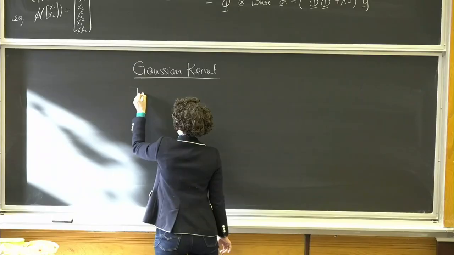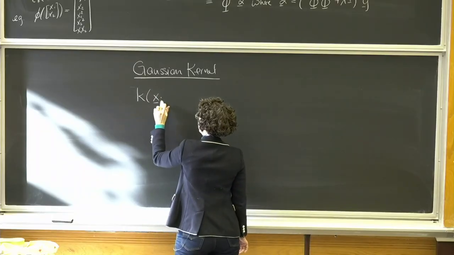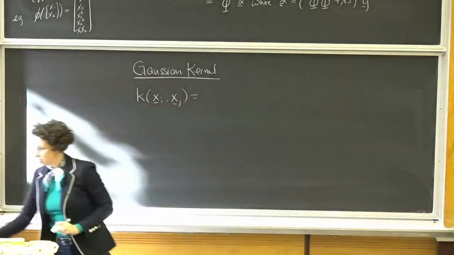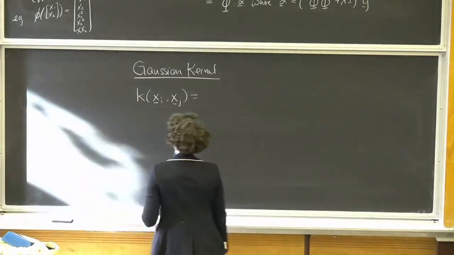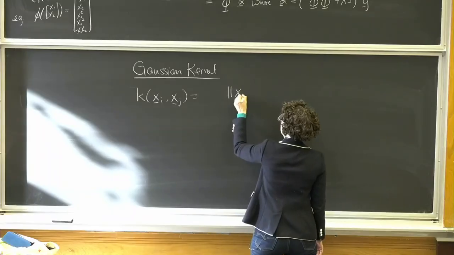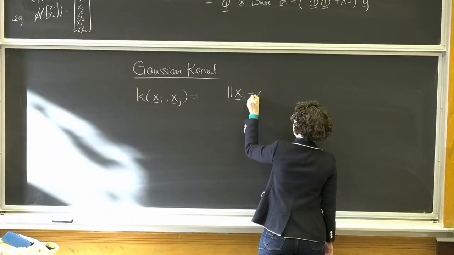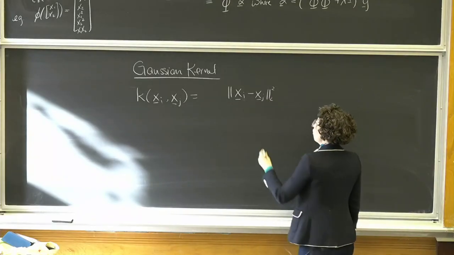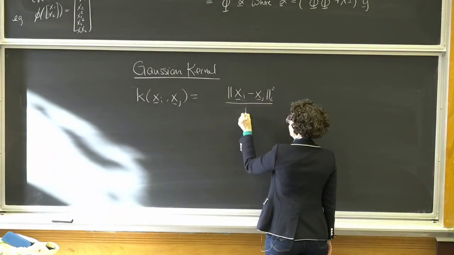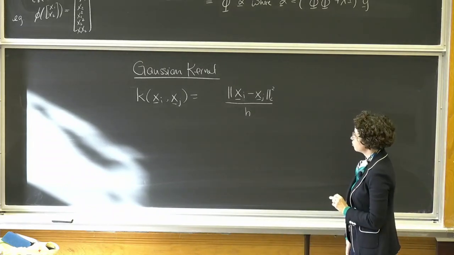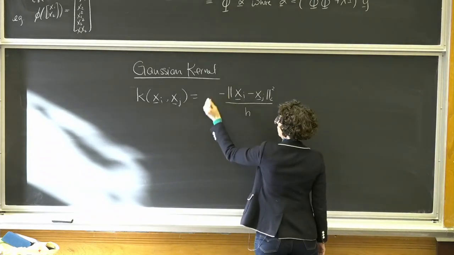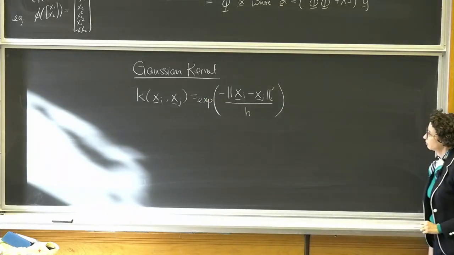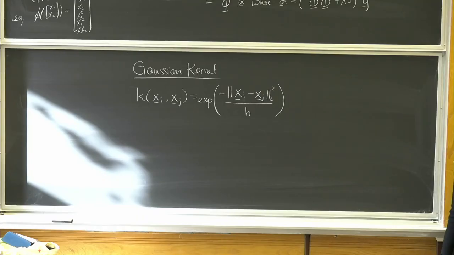With the Gaussian kernel, again, we think about it in terms of two feature vectors, let's say xi and xj. And the kernel function is now going to look like this: I start with the Euclidean distance between xi and xj, and I square it. Then I divide it by a tuning parameter or bandwidth h, take the negative of this, and then exponentiate. This is extremely widely used.